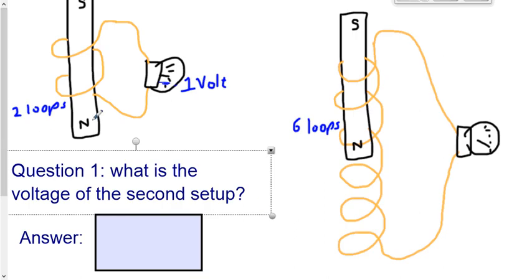So now we're going to actually ask, here's our question. I'm going to ask you a series of questions through this lesson. What is the voltage of this second setup? The first setup has 2 loops with 1 volt input, and this one has six loops. What is the voltage output?